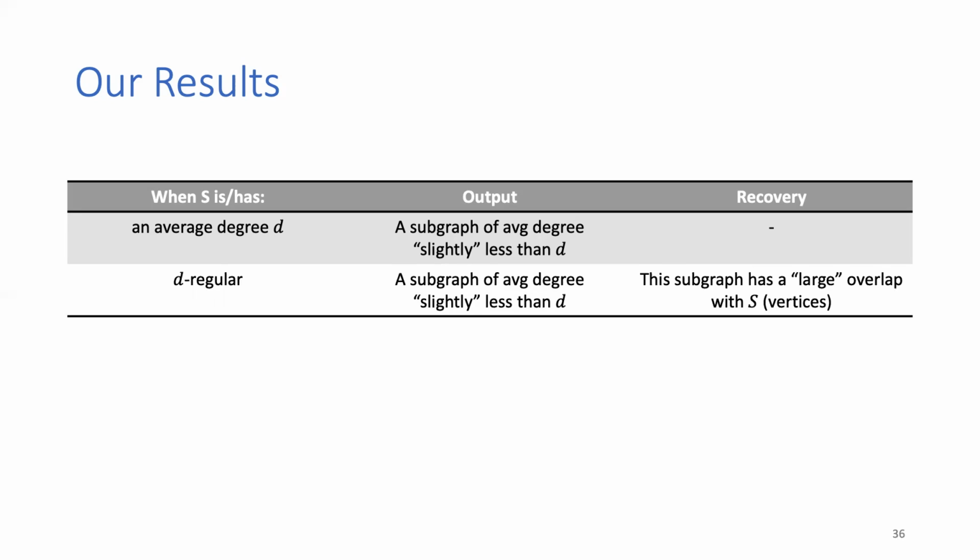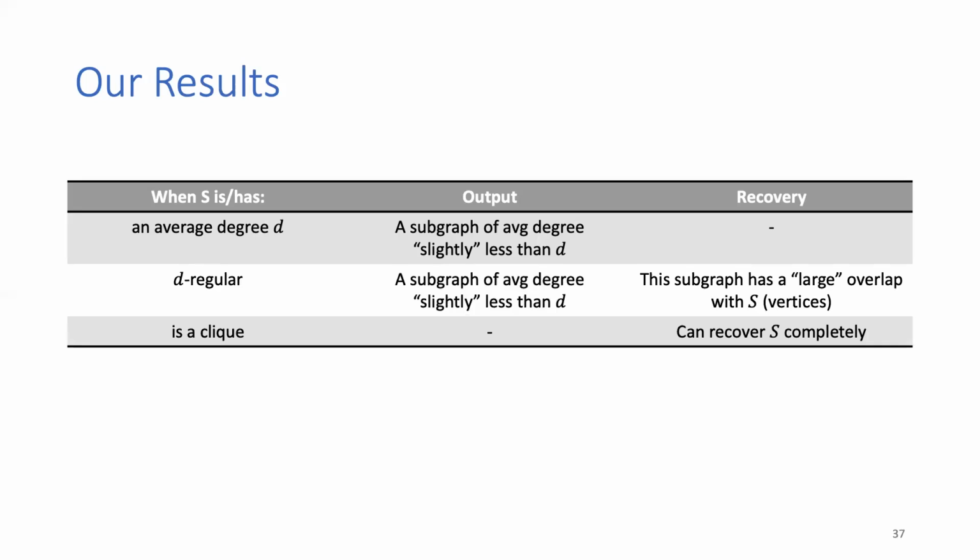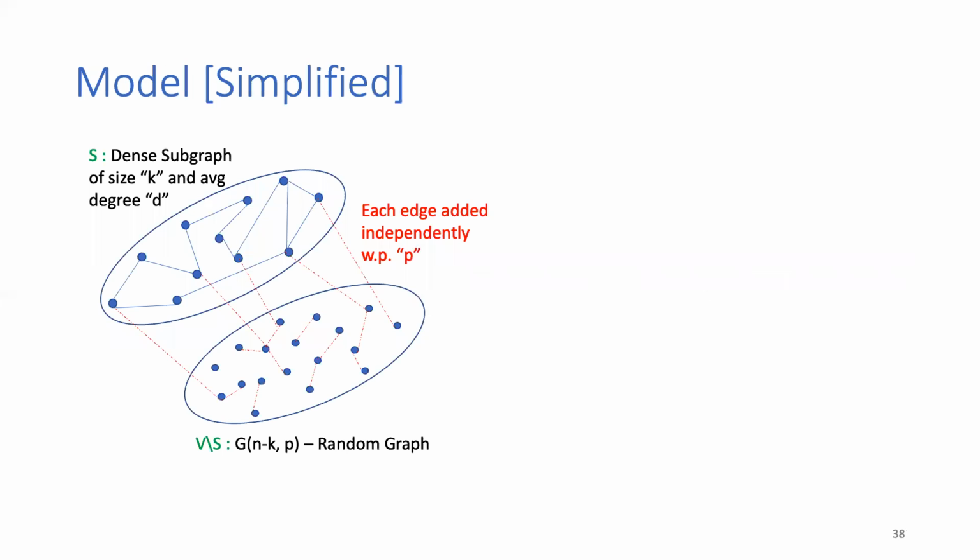So we can show that as well. When S is a clique, then we can show that we can recover S completely. So I'll not talk more about these two particular models now, but this is sort of our results.